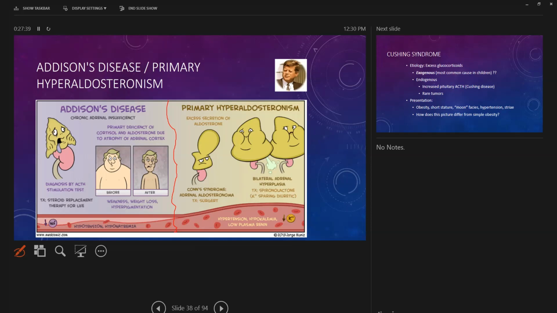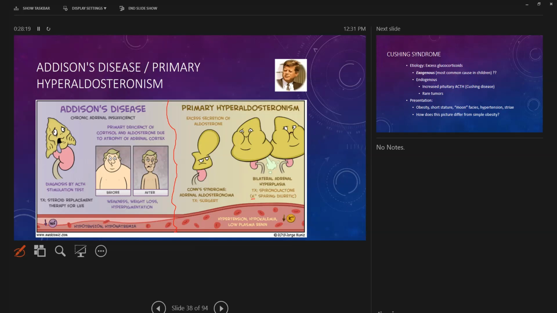This is consistent with something called Conn syndrome, where you have a tumor that sits on the adrenal gland causing overproduction of aldosterone, or bilateral adrenal hyperplasia, which is these very large overactive adrenals that are producing gobs of aldosterone. Treatment for this is spironolactone, which reduces aldosterone levels and is also a potassium-sparing diuretic, so you'd want to make sure those patients are cautioned on potassium intake.